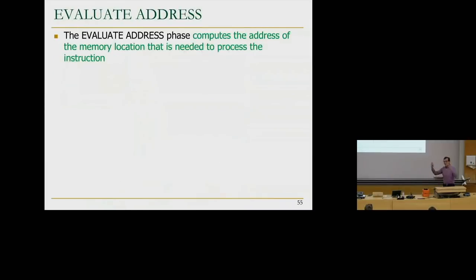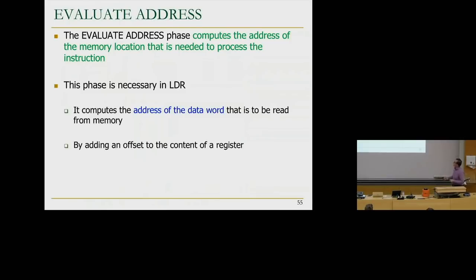Okay, so the next phase in the instruction processing cycle is evaluate address. So evaluate address phase computes the address of the memory location that is needed to process the instruction, assuming the instruction needs a memory location address. So this phase is necessary in load register that you saw, LDR. So it computes the address of the data word that's to be read from memory. In this case, the instruction specifies the computation of the address such that you add the offset, or the immediate, to the content of a register.